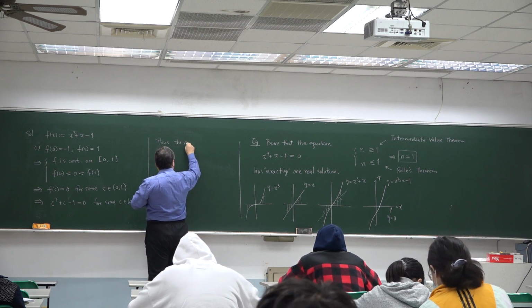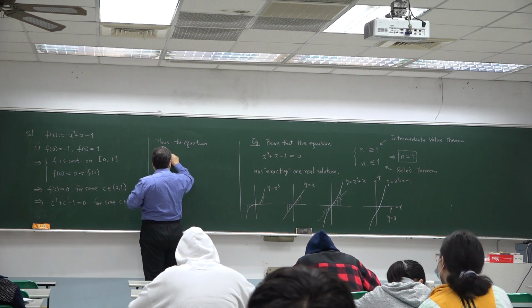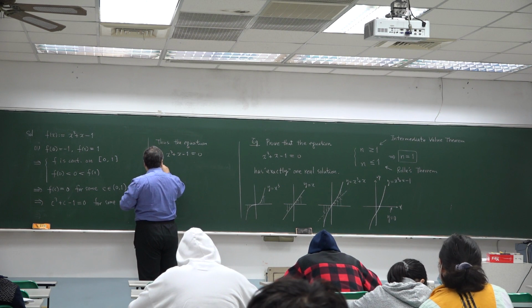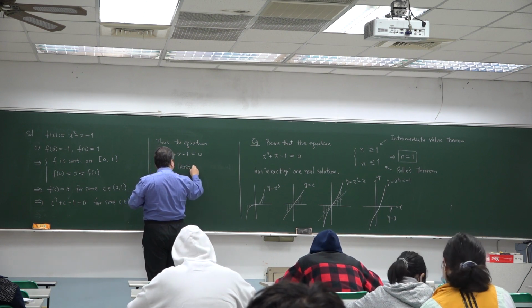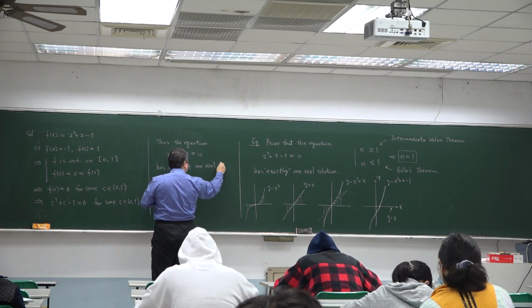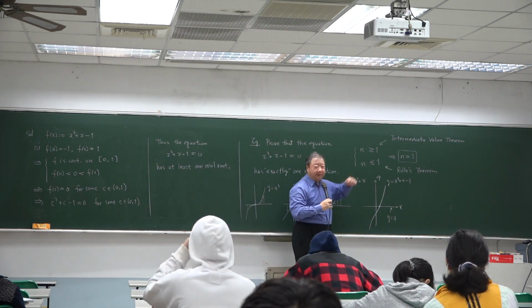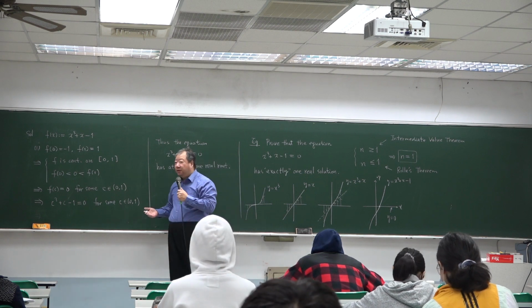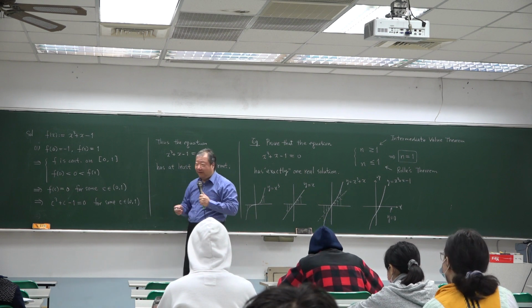The equation x cubed plus x minus 1 equals 0 has at least one real root, at least one. And this root can be located in this interval, okay?